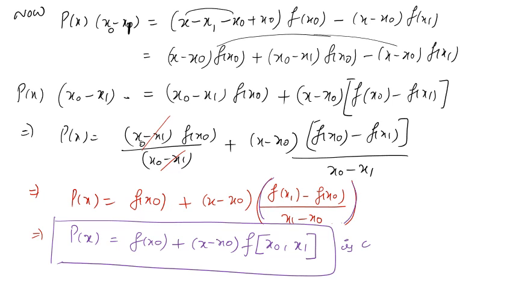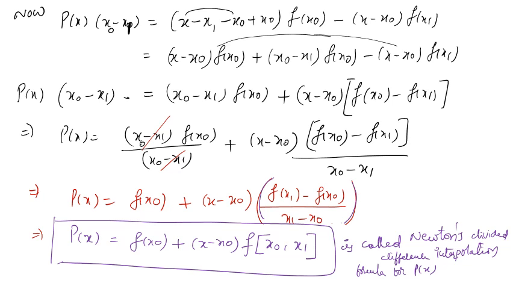f of x naught, x1 is called Newton's divided difference interpolation formula. Divided difference interpolation formula. Interpolation formula for what? For p of x. And what is the notation here?